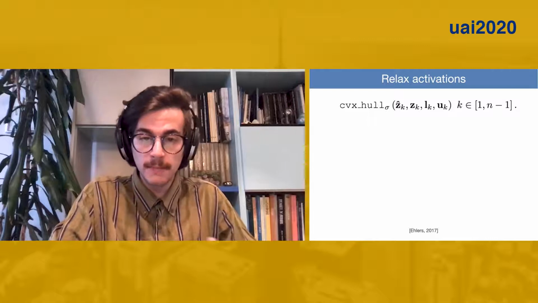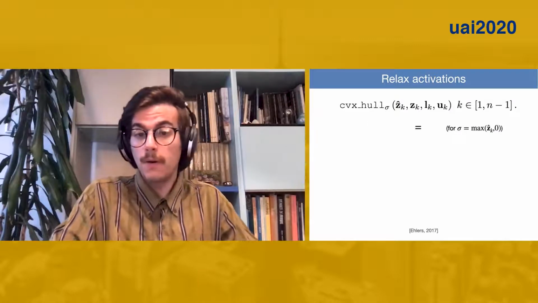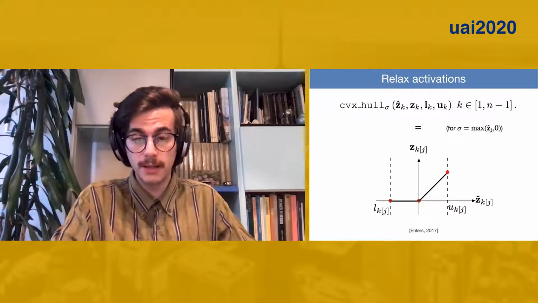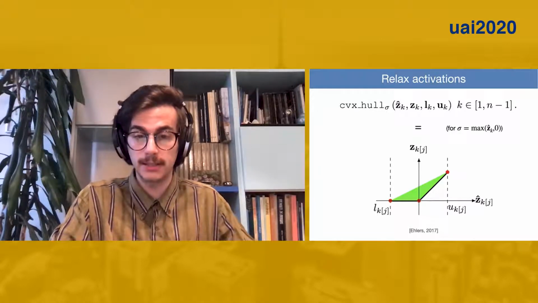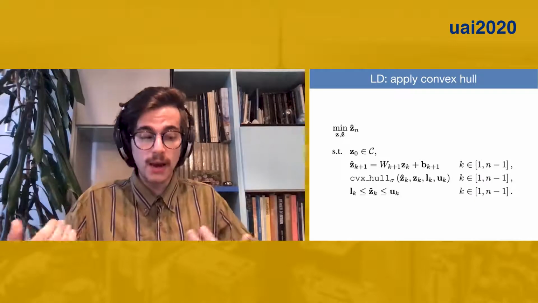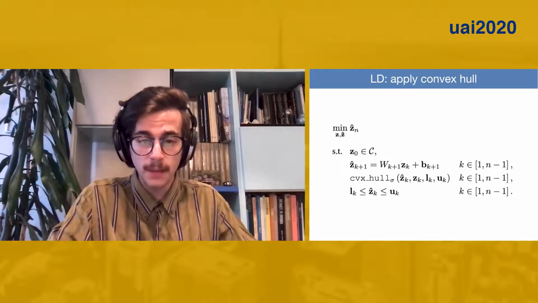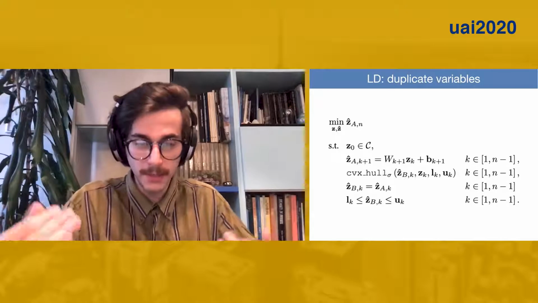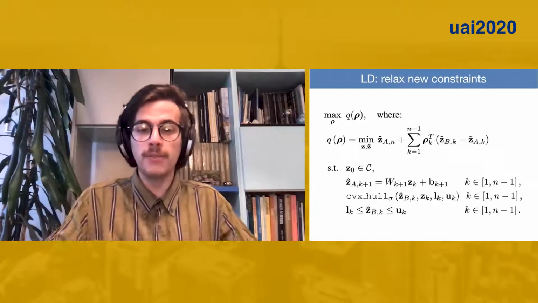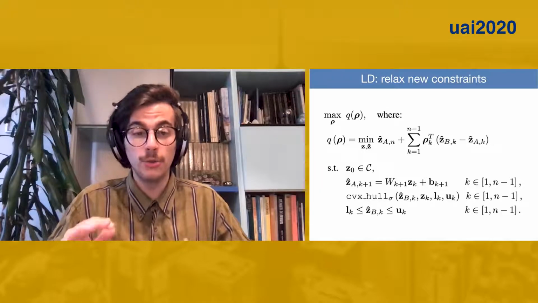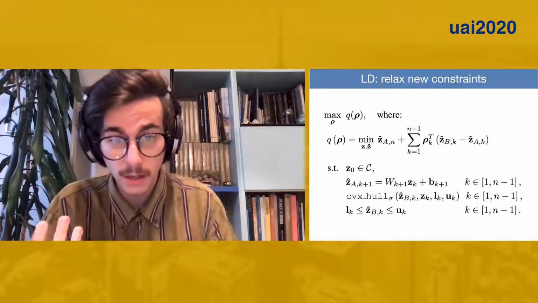So we apply this in our original non-convex problem, but first we convexify. We substitute sigma by its convex hull. For ReLU, this means filling this green triangle. This is called the Planet relaxation. So we now have a convex optimization problem, and we apply decomposition. So we split the variables, set an equality constraint so that the sets are equal, and then relax this newly added constraint to obtain the decomposition dual.